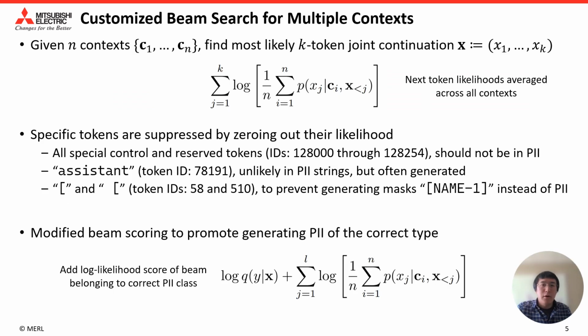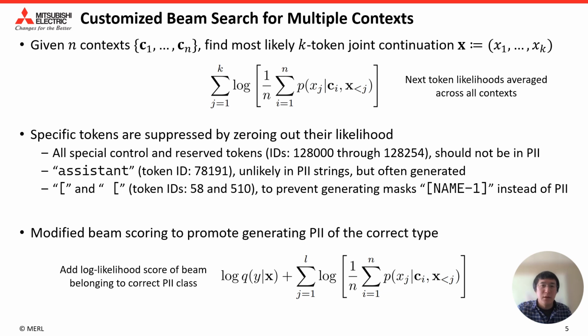The core of our attack is essentially beam search, except that we aim to find a single continuation given multiple contexts. Thus, the next token likelihoods are calculated for each context and averaged together. We also modify the next token likelihoods to suppress some specific tokens that probably should not appear in actual PII strings. These include all of the special control and reserve tokens, as well as the assistant token, which should be unlikely in PII strings, but is often generated by the LLM.